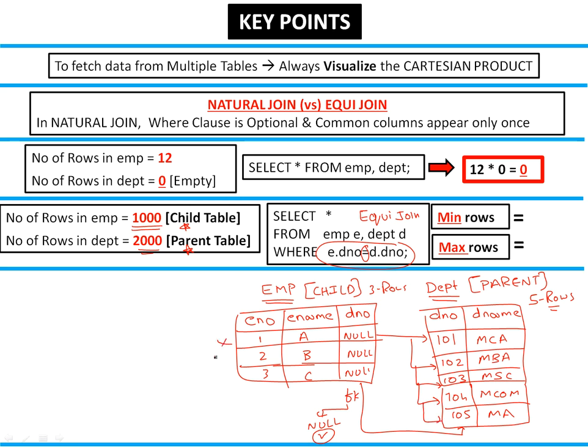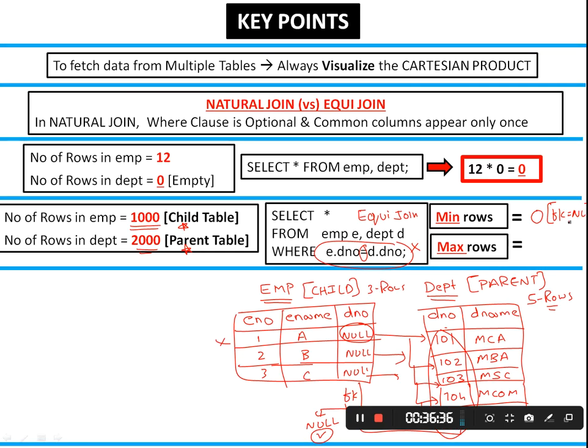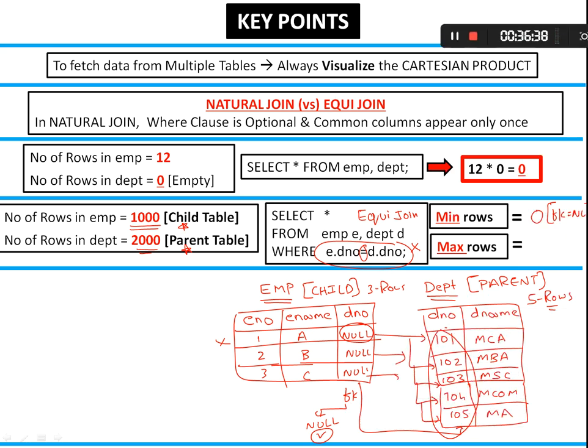If all are free employees, nothing will be selected. Because one row will join with all 5 rows, but condition is not matched. E dot d number is equal to d dot d number. No row matches this condition. So, result will be 0. So, minimum will be 0 with foreign key all null values. Foreign key all null values, guys. Clear? Yes. Then how about maximum?